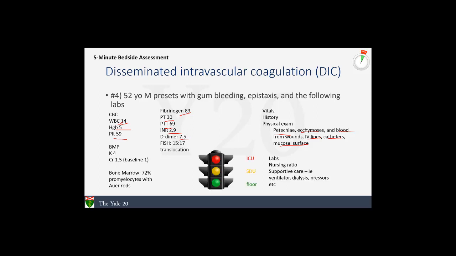And then when you're triaging, you want to look at the labs, see how abnormal they are and how much monitoring you will need. And the nursing ratio, again, if you need labs really frequently, then you may need a higher level of care, such as the ICU or the step down. As I said, these patients are very critically ill, so if they need a ventilator, dialysis, or pressors.